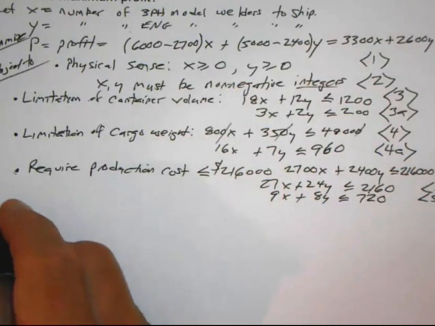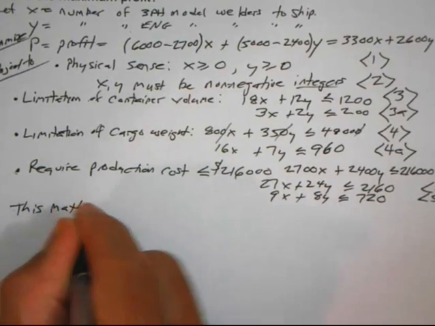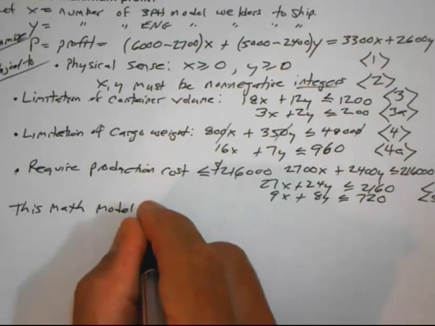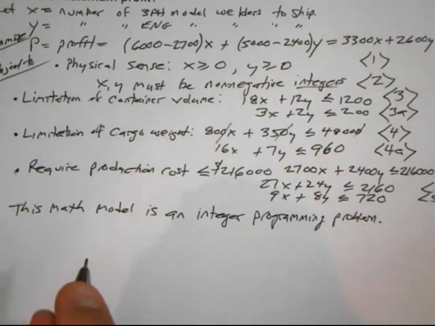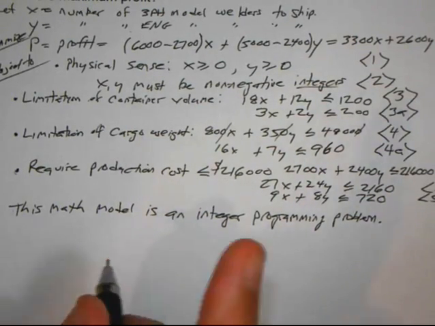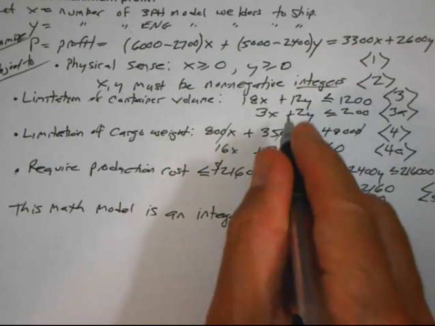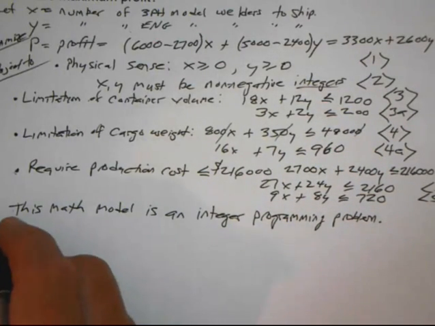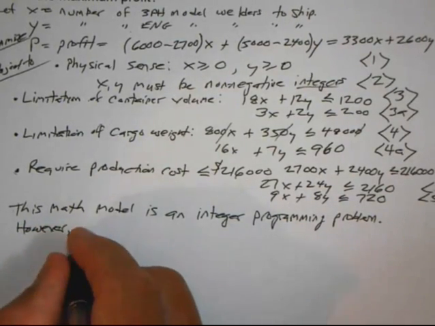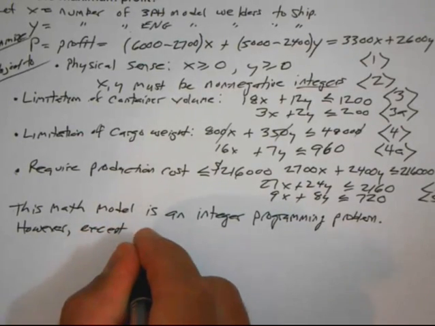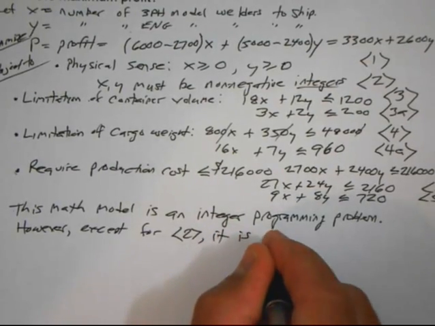Okay. Alright. With this restriction, this actually puts it into the world of integer programming. Okay, so let's identify this math model. This math model is an integer programming problem. Okay. However, we did notice, except for this restriction number 2, the integer requirement, it is otherwise a linear programming problem. So we might notice that. However, except for 2 there, it is a linear programming problem.